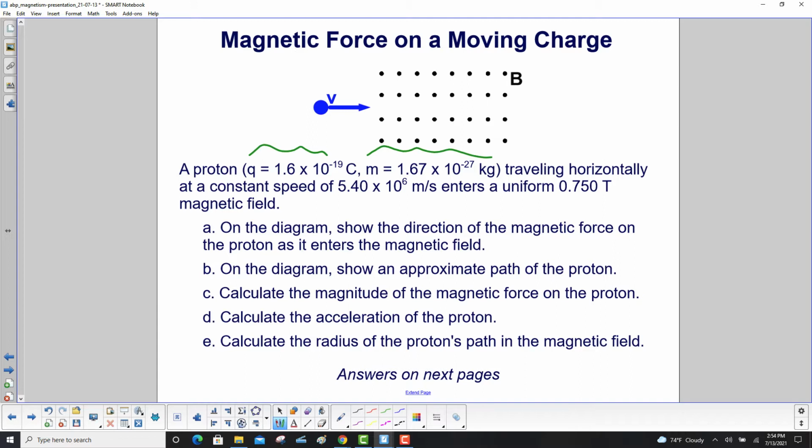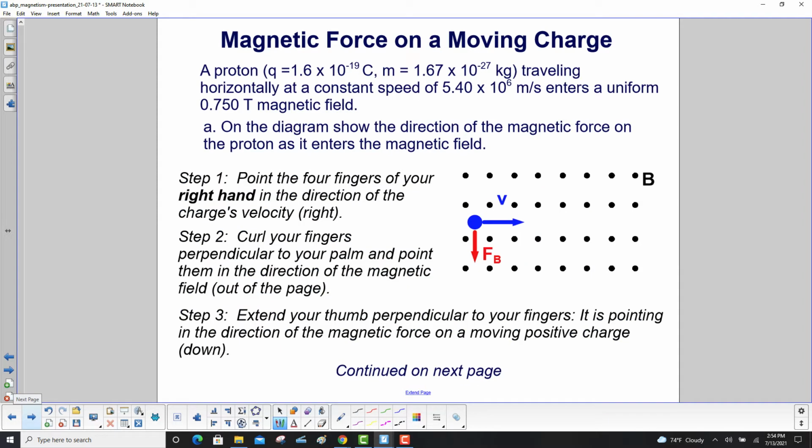C, calculate the magnitude of the magnetic force on the proton. D, calculate the acceleration of the proton. And finally, E, calculate the radius of the proton's path in the magnetic field. So the first part, find the direction of the magnetic force.